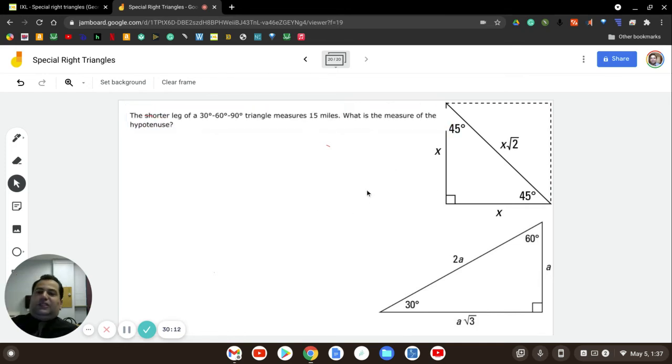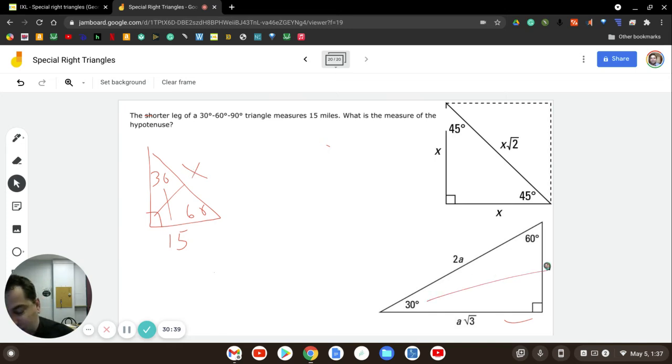All right, we have a 30, 60, 90 triangle again. This time it says that the shorter leg is 15. You're going to remember the shorter leg is opposite 30. So that's 15. What is the measure of the hypotenuse? Hypotenuse is opposite 90, so we have to figure out what's opposite 90. I know that opposite 30 is going to be 15, and that's A. So A is 15.